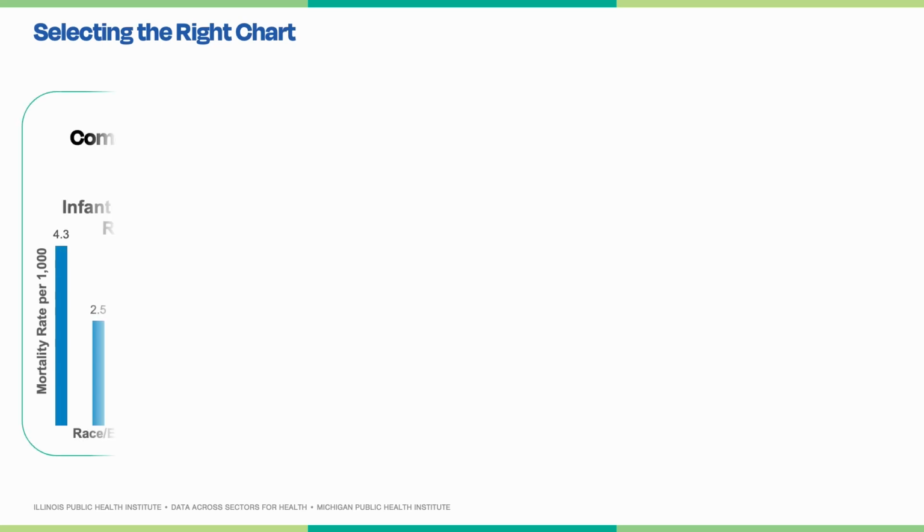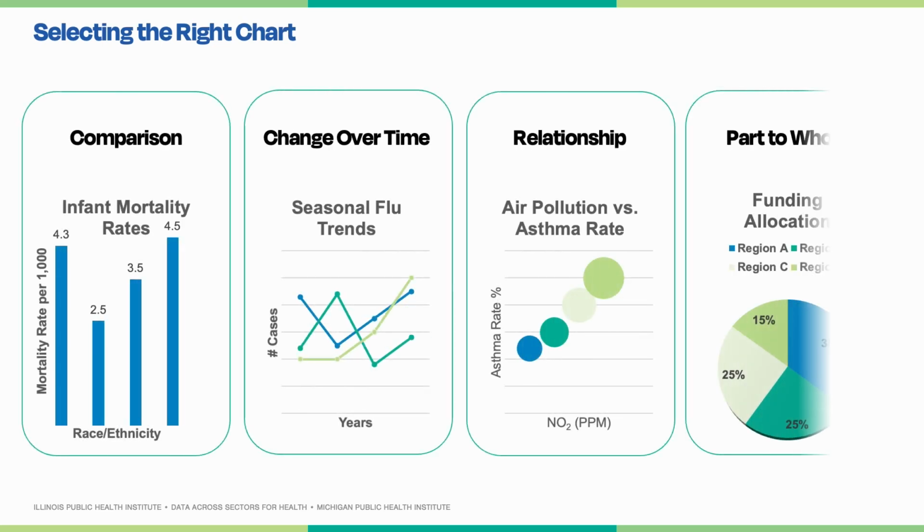Choosing the right chart type is one of the most important steps in effectively communicating data. Each chart has a specific purpose, and selecting the right one helps your audience understand your message clearly. Take a look at the visuals on this slide. First, we see a column chart showing infant mortality outcomes by ethnicity. This type of chart is perfect for comparisons, helping us see the differences or similarities between groups at a glance. Next, the line graph tracks the number of seasonal flu cases over several years. A line chart is an ideal choice for illustrating change over time, making it easy to spot patterns or trends as time progresses.